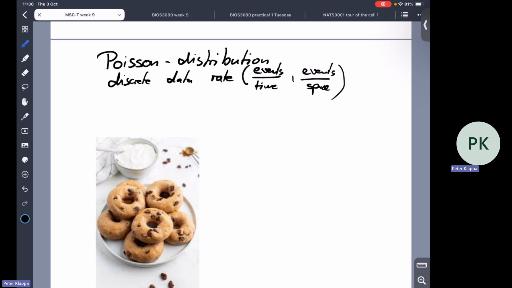Okay, so Poisson distribution, very typical for discrete data, for count data. When does a Poisson distribution apply? There are a few rules. The rates must be constant.